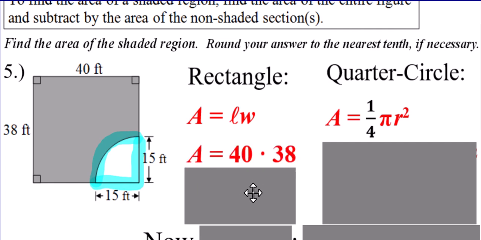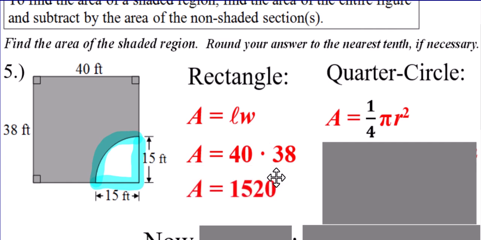The length and the width of the rectangle you can see is 40 feet and 38 feet. Get your calculator ready. 40 times 38, boom, gives you 1,520 square feet. All right, for the quarter circle, what is the radius?